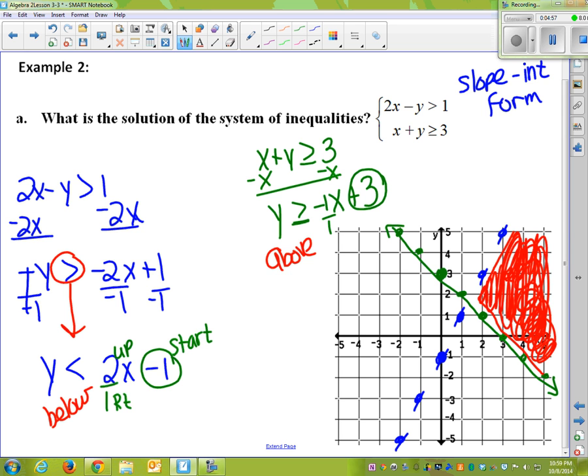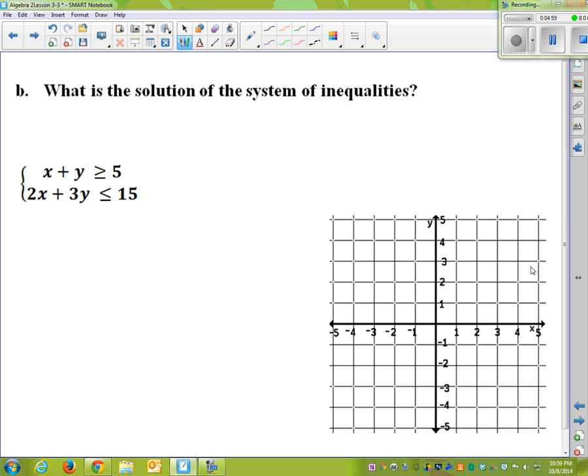Great. Now you try this one. Put each of your lines into slope-intercept form, then graph them, and push pause while you do your work. Resume play when you're ready to check your answer.